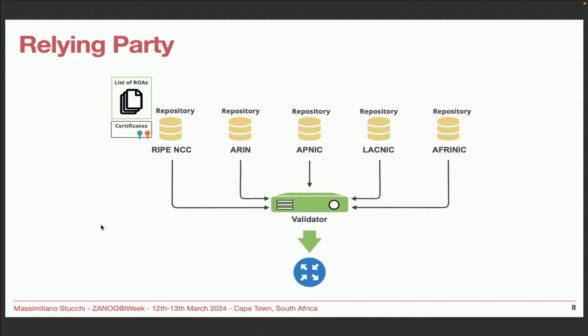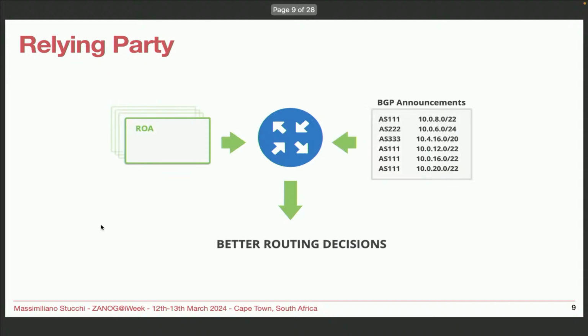So when someone creates a ROA, the ROA gets into a database run by the five RIRs, and then there is software called relying party: there's Routinator, there's RPKI client. They download the ROAs, and then they provide them to the routers. Together with the BGP updates, ROAs on one side, BGP updates on the other, and this is the key, they help routers make better routing decisions because they add another piece of data.